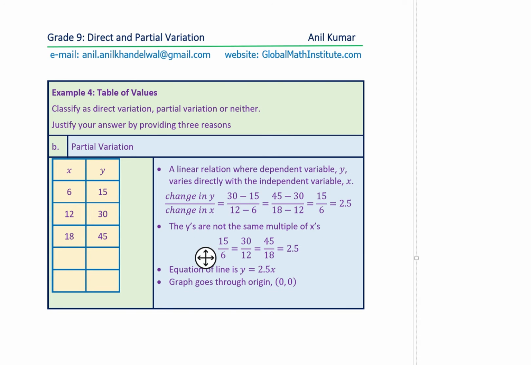B. We have the values 6, 15, 12, 30, 18, 45. We see that x changes by 6, correct? They are changing by 6. On the other hand, y values are changing by 15, correct? So now we know that there is a constant rate of change. So it does represent a linear relation, correct?